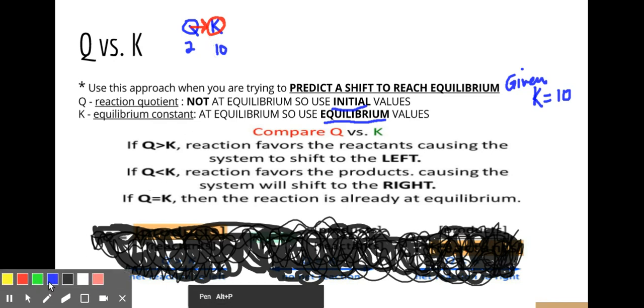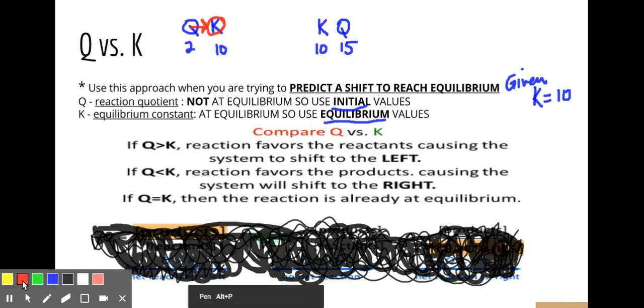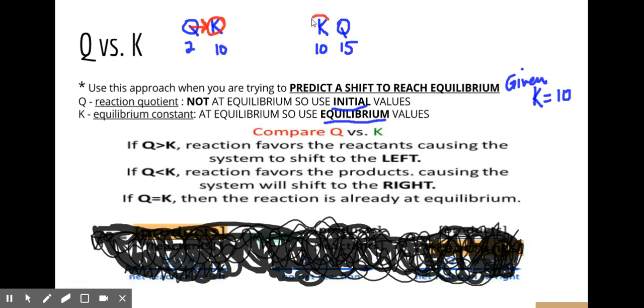Now let's say we had another example problem, and in that example problem, we found that Q was equal to 15. Now we put this on a number line compared to K. So K is equal to 10. Now remember, we're always trying to shift towards equilibrium. We're always trying to get to K. So if Q is greater than K, then that means that we're going to shift to the left in order to establish a new equilibrium, or to establish equilibrium in the first place. So we will shift to the left, we will shift to the reactant side in this case.